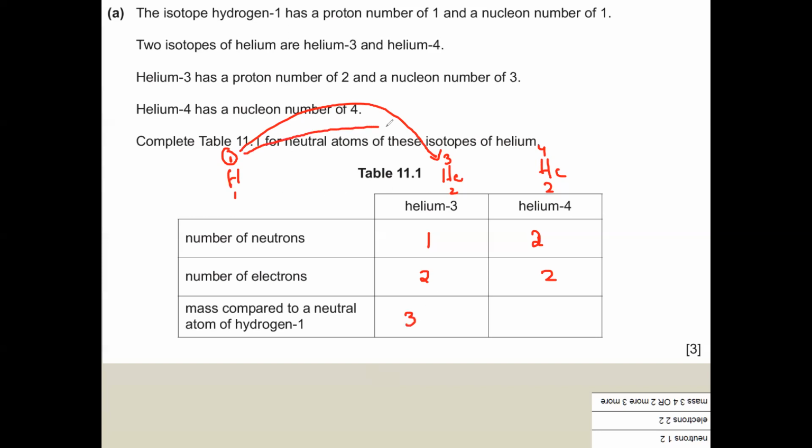And for the other one, when we compare the mass, this is the nucleon number or the mass number. So hydrogen is 1, but this is 4. So what is the mass compared to hydrogen? That is equal to 4 times. So this is 4 times and this one is 3 times, because 3 multiplied by the mass of hydrogen will get helium 3, and 4 multiplied by the mass of hydrogen will get helium 4.